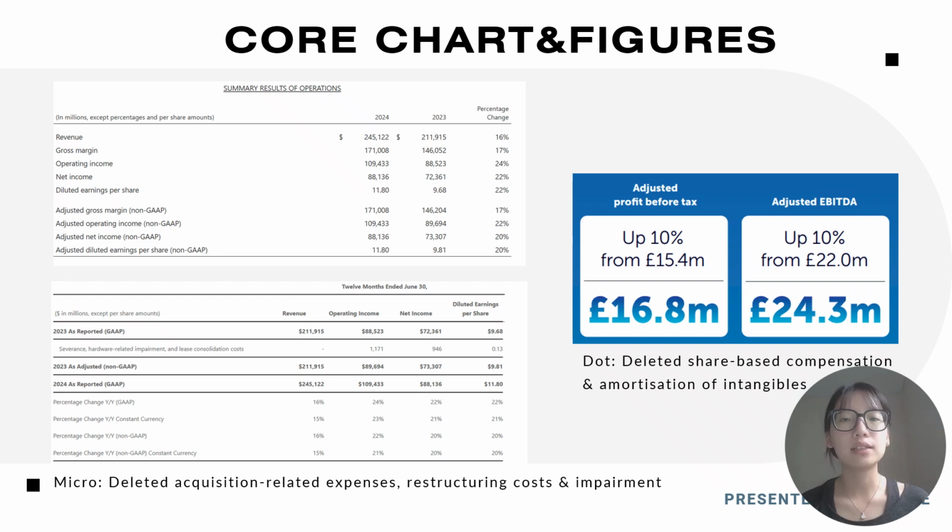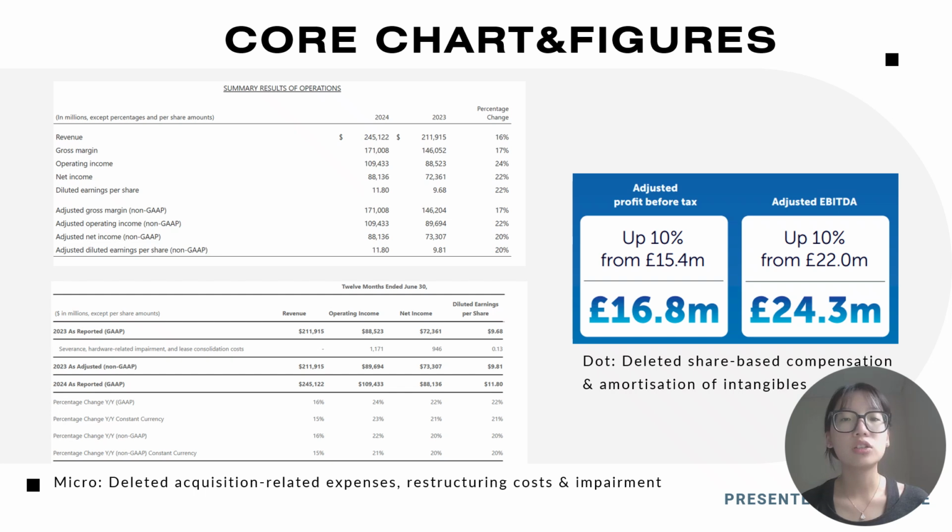Microsoft excluded its acquisition-related expenses, recurring costs, and impairment in its financial report. After excluding these items, the non-GAAP operating profit and EPS are higher and more sustainable, indicating stronger core business performance.